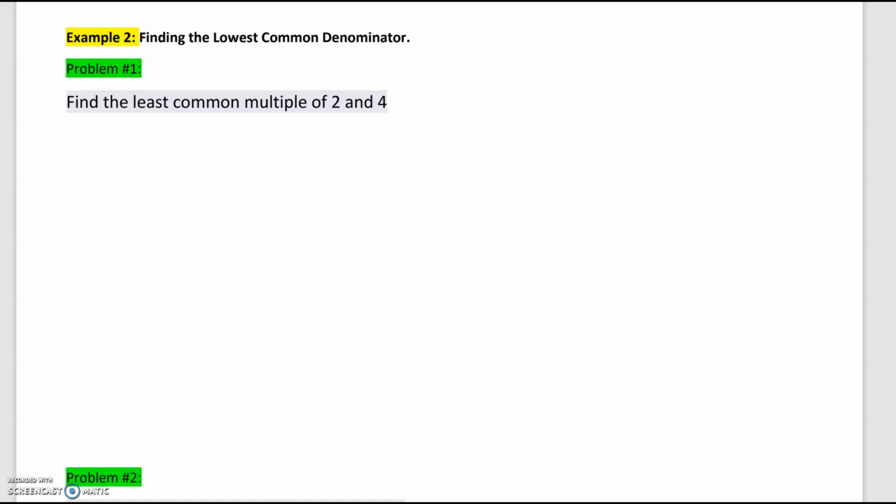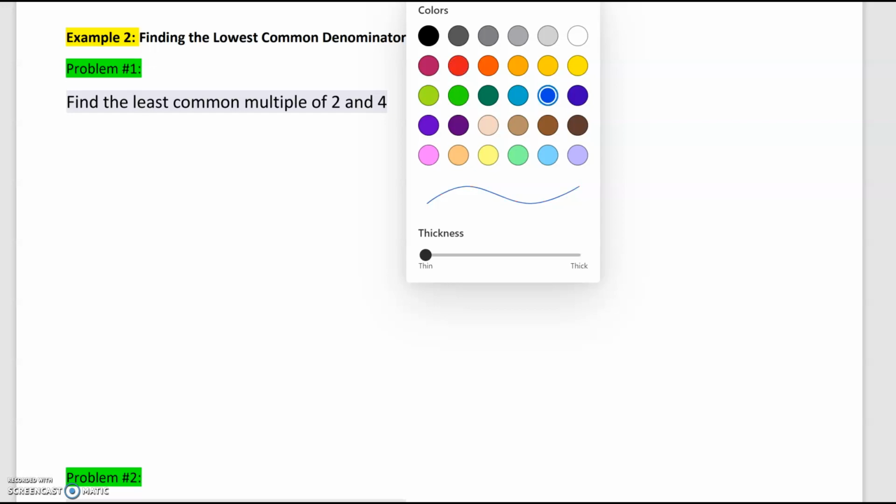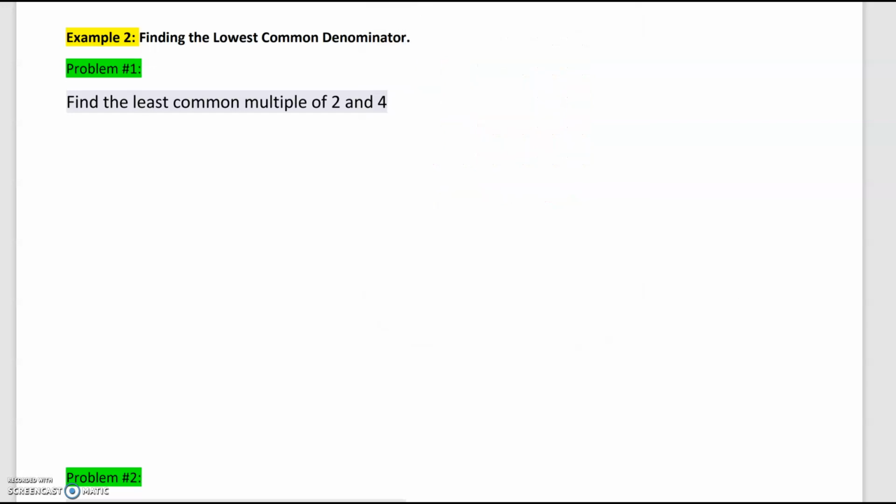And in example 2, the main objective is to find the least common denominator. But in order to find the least common denominator, we're going to first talk about the LCM, or the least common multiple. So in this case, we're given two values. This would be 2 and 4. And let me show you one way to find the multiples and then the shortcut.